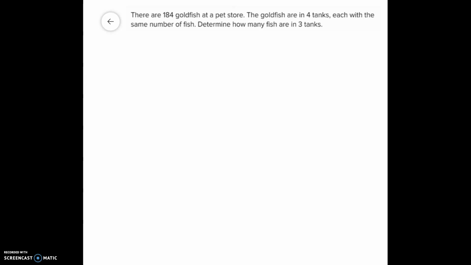All right, here we are. We're gonna use some unit rates to solve problems. So I'm gonna bring you through an example here.